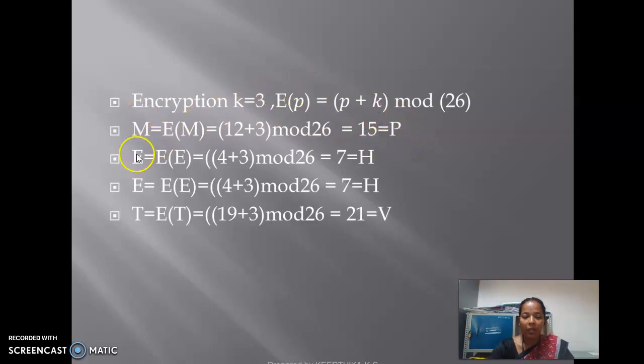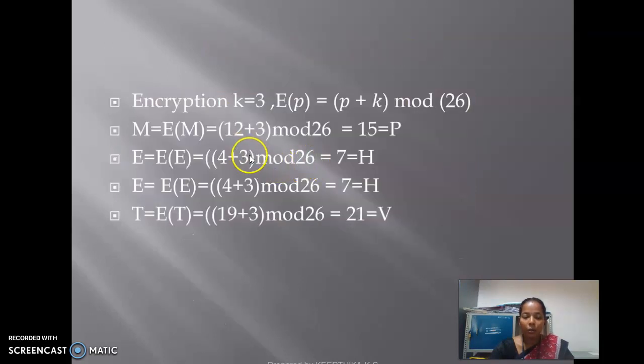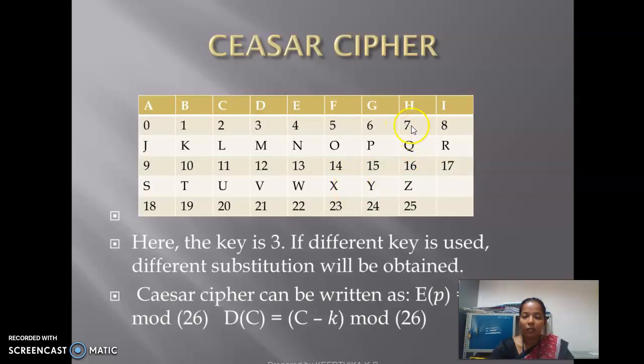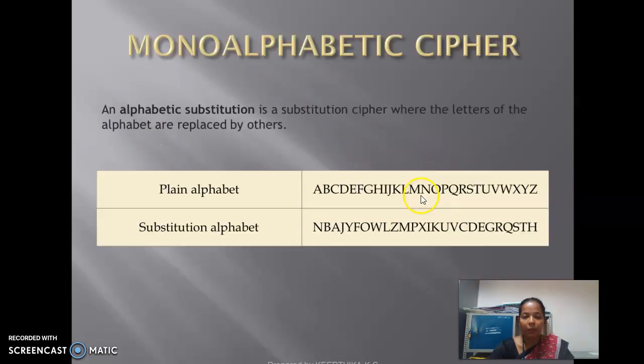Okay. So next, E. We are replacing E by 4. Then the key value is 3. So 4 plus 3 is equal to 7. So 7 is H. So we are replacing E by H. So that is the encryption.